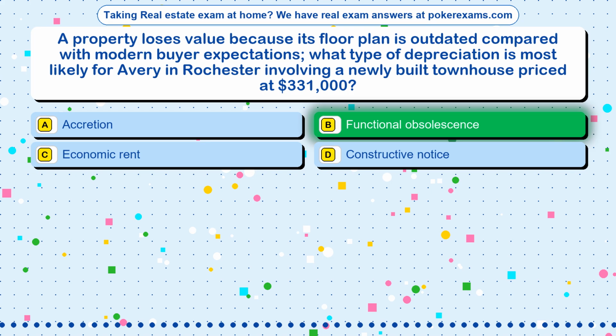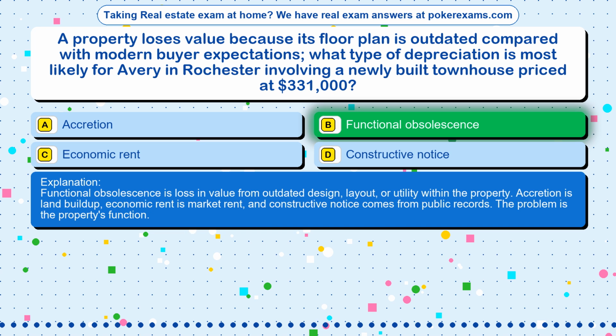The correct answer is option B, functional obsolescence. Functional obsolescence is loss in value from outdated design, layout, or utility within the property. Accretion is land buildup, economic rent is market rent, and constructive notice comes from public records. The problem is the property's function.